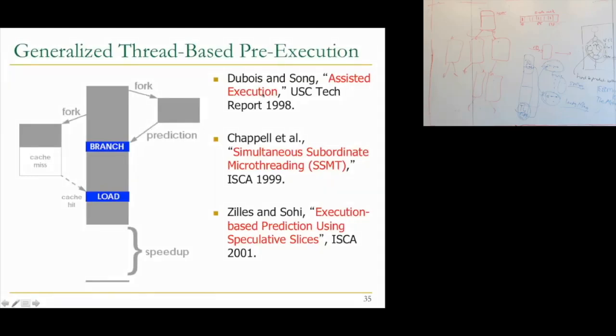Assisted execution is one example. And you could do this for branch mispredictions also. Let's say you have a hard to predict branch. You can speculatively launch a thread that executes the dependent instructions that lead to the outcome of the branch and produce a prediction. And once the branch is being fetched, you can read this prediction from a prediction buffer. And that's how you can predict the branch. These papers, Chappell et al., simultaneous subordinate microthreading, and Zilles and Sohi, execution-based prediction using speculative slices, talk about some of these branch prediction issues also.